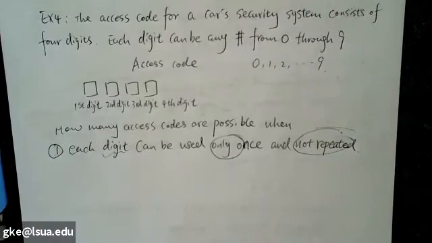So for the first box, how many ways? For the second box, how many ways? For the third box, how many ways? For the fourth box, how many ways? Then use the fundamental counting principle, multiply together, right? That's the way to calculate it.